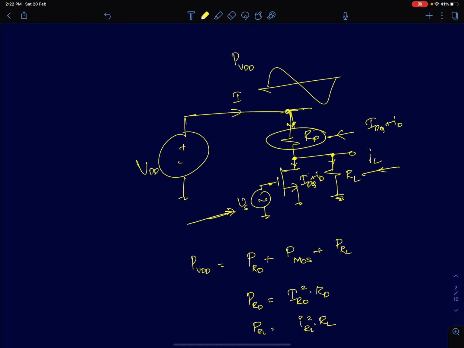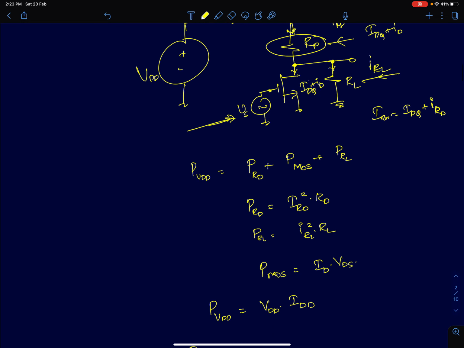So I will call IL the AC current flowing through RL, and I will write capital IRD as the sum of the DC quiescent current flowing through RD plus the AC current flowing through the resistance RD. Then we can simply estimate the power in all these three components. So the power in RD will be IRD squared times RD, the power in the load resistor is IL squared times RL, and the MOSFET power is simply given by VDS times ID.